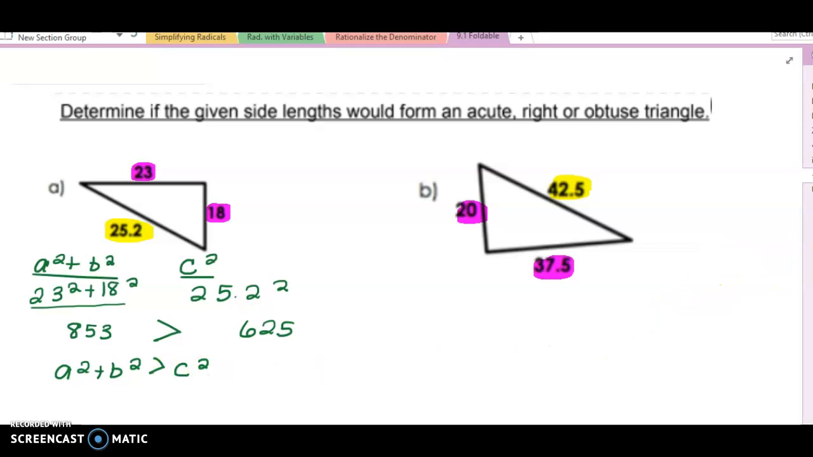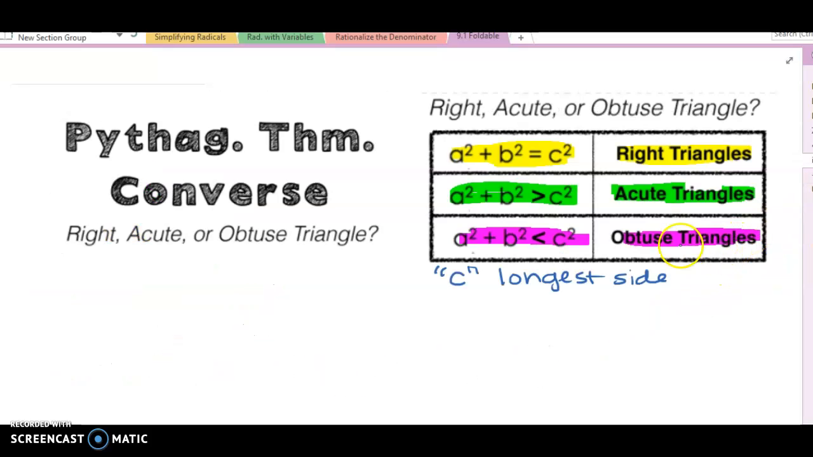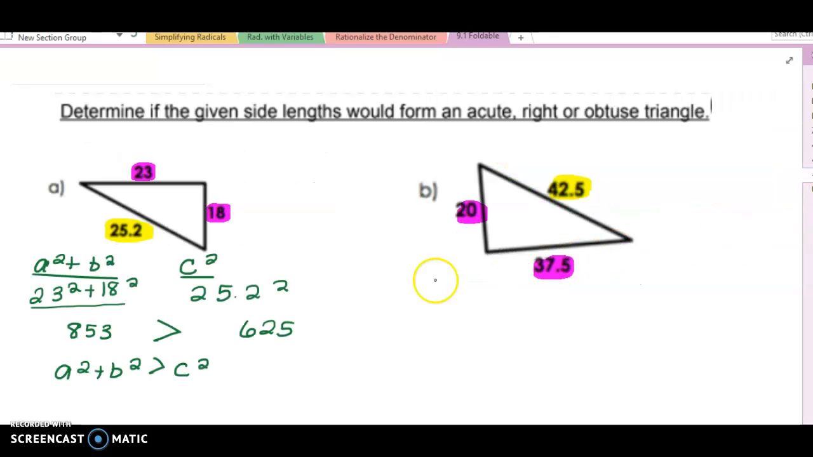Okay, so if I go back to my rules, a squared plus b squared is greater than c squared. It's right here. That tells me I have an acute triangle. So all I would have to write here is acute. Okay, let's do another example.